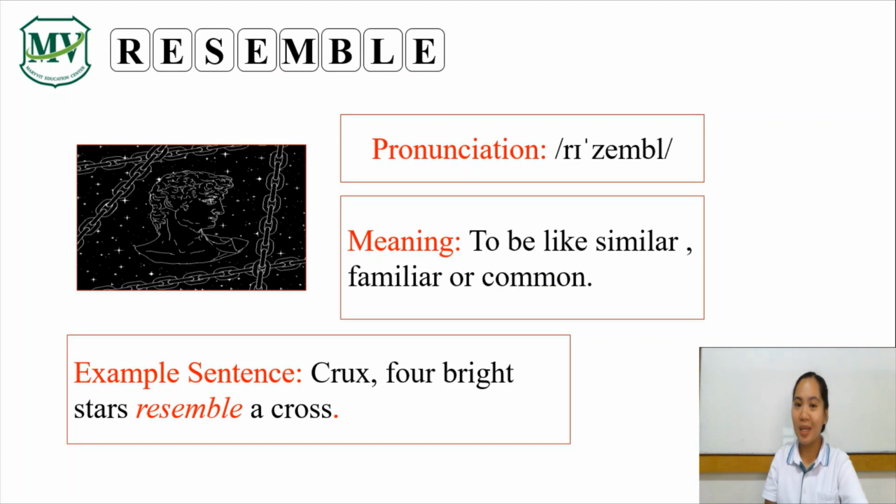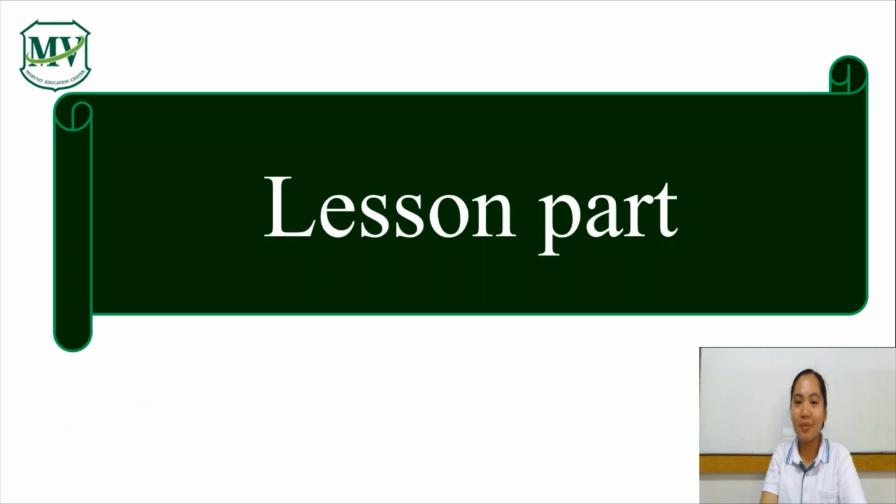Please say the word with me. This is our last word. Resemble. Let's say it again. Resemble. Good job. Can you read the word by yourself? Fantastic. Crux's 4 bright stars resemble a cross. Can you read the sentence on your own? Very good. Okay, now that you've learned the words, let's proceed to our lesson part.